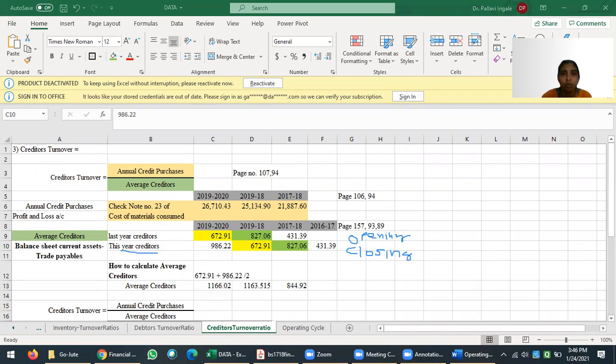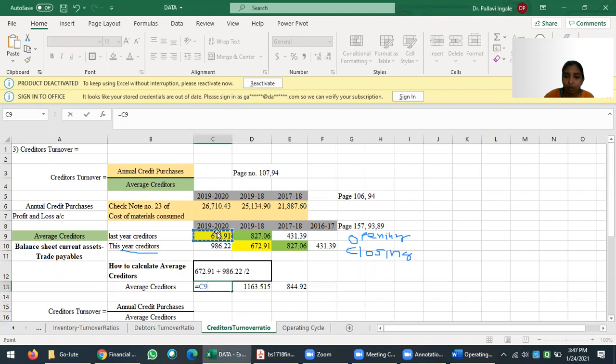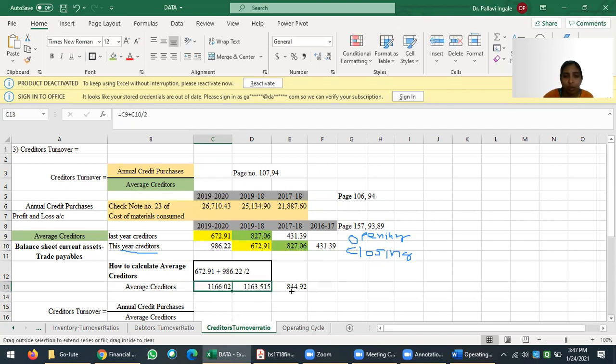Now what you have to do, you have to make the average. This 600 and plus 986.22, okay, divided by two. Understood? So you get this amount. I will do it in front of you in Excel. Plus this, divided by two, right? In this way I will apply the formula for 3 years. So now I got the average creditors.